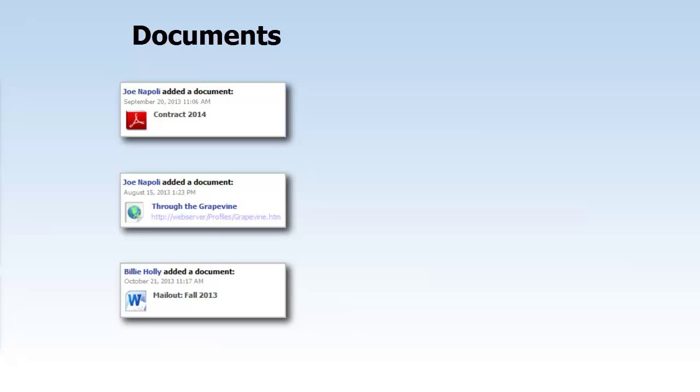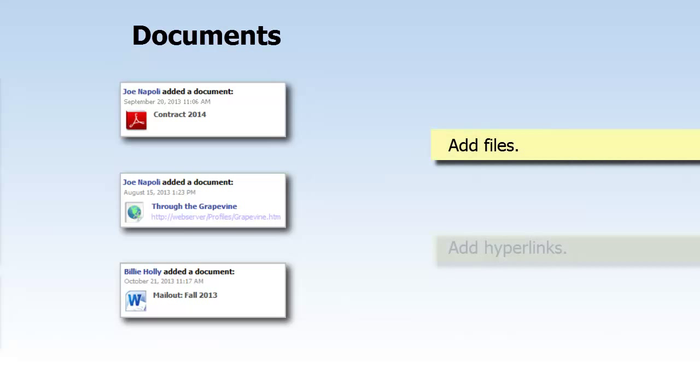Documents are external files and email messages that are attached to Maximizer entries. You can add files to entries. You can also add hyperlinks pointing to files or websites stored outside Maximizer.